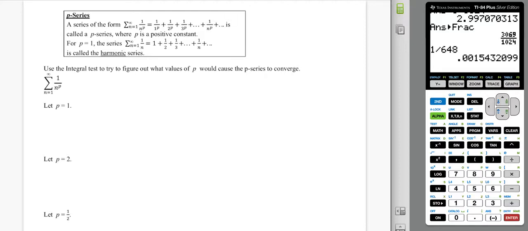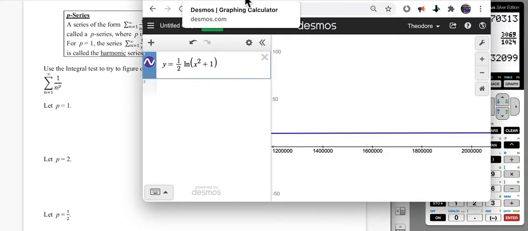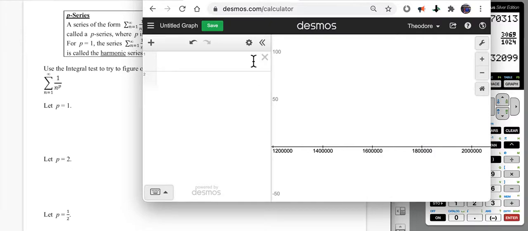So we're going to use the integral test to try to determine if there are any values that will allow this to happen. I'm going to go to Desmos here because what I want to do is come up with an expression that I can use to represent a bunch of different p-series rather than just one. So we're going to let f of x equal 1 over n to the p, so x to the p power.